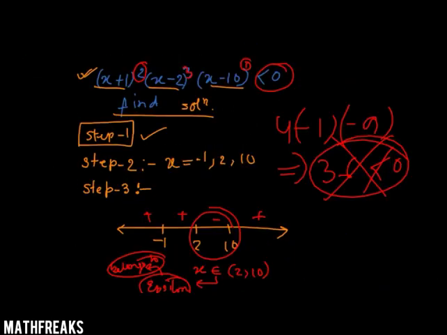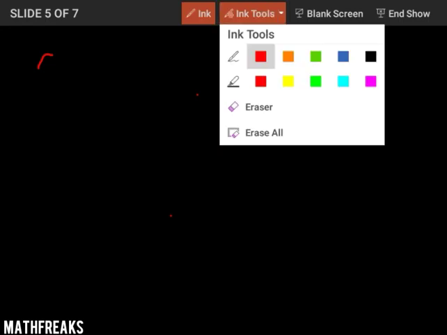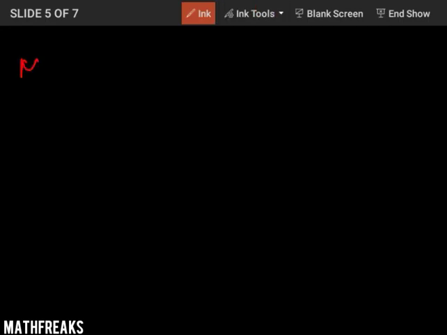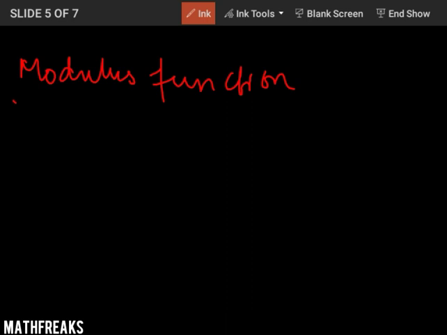Now let's move on to our next topic, which is modulus function. Modulus function, it's very easy. Modulus function is denoted by 2 lines.